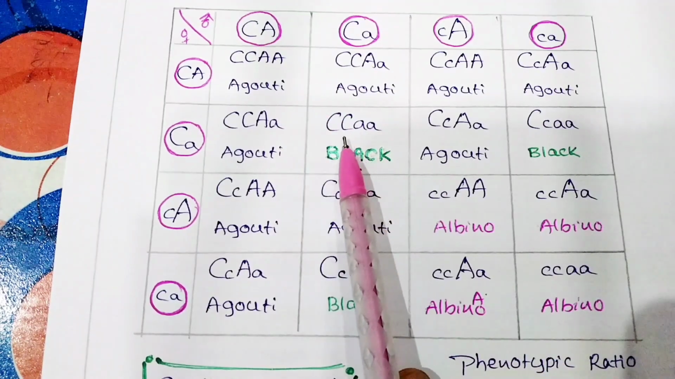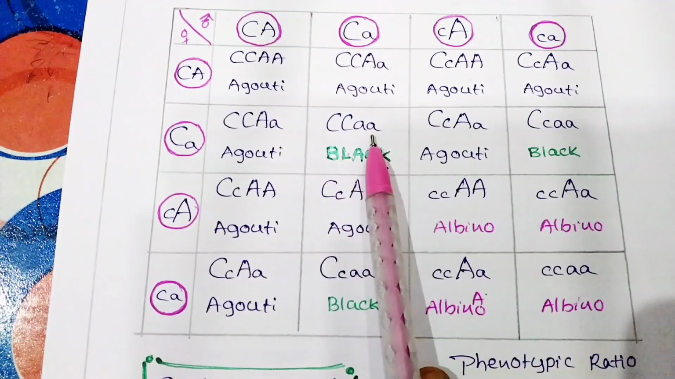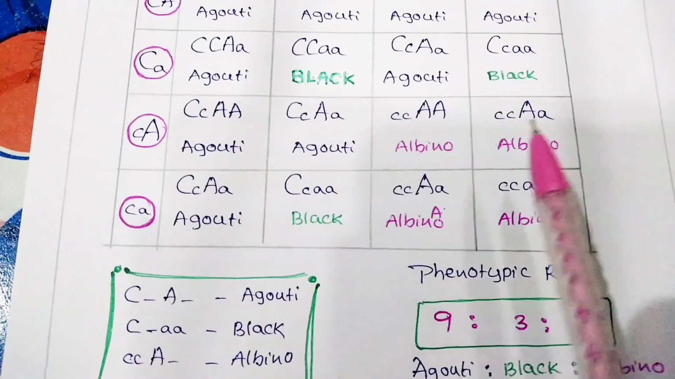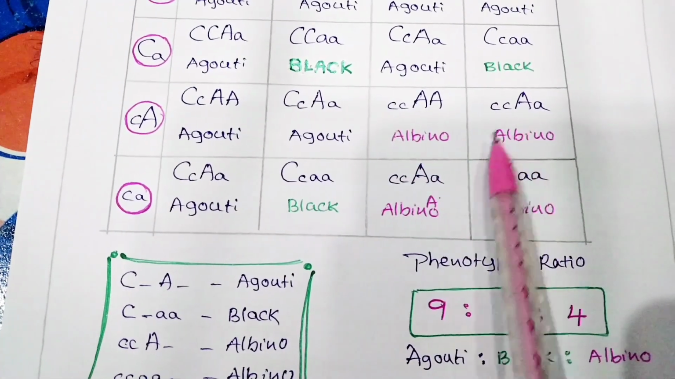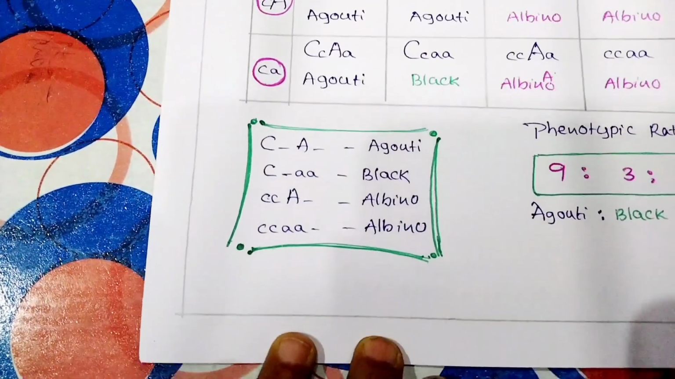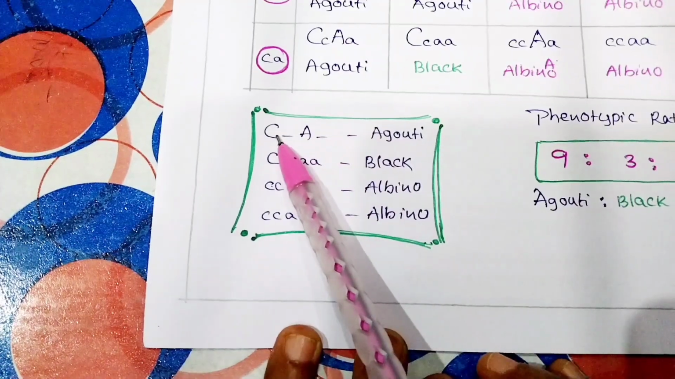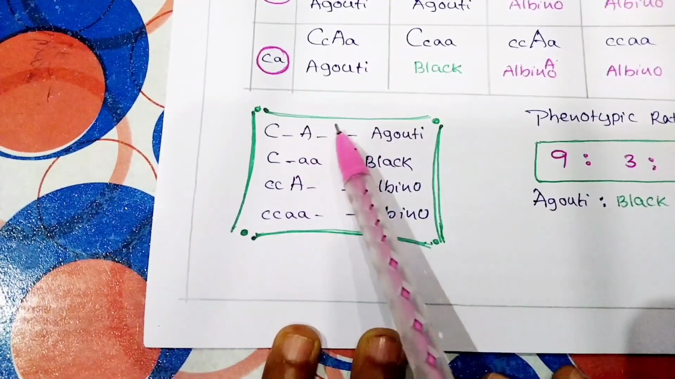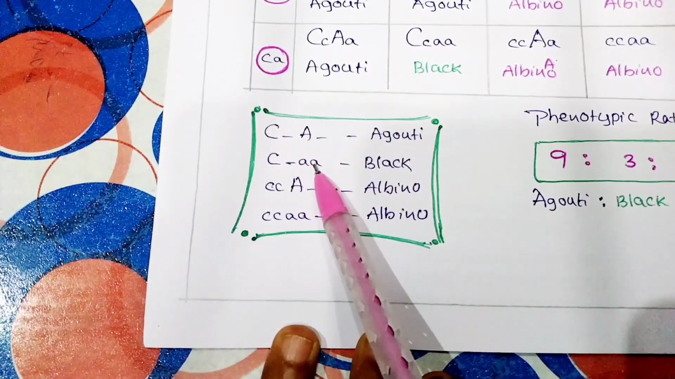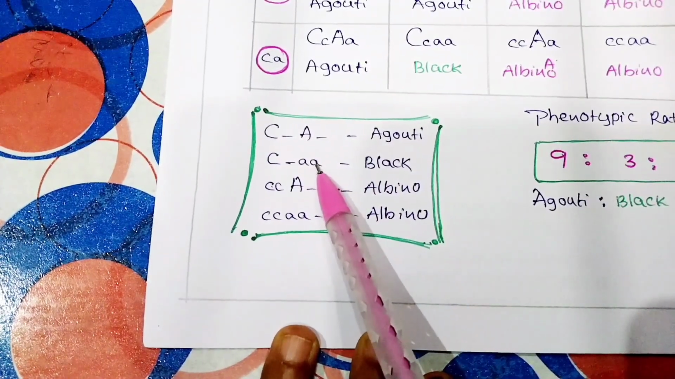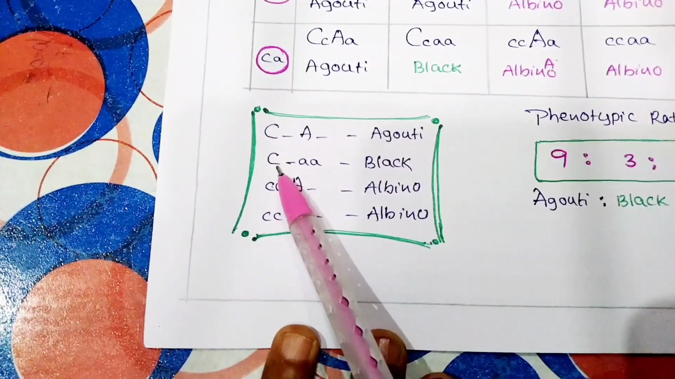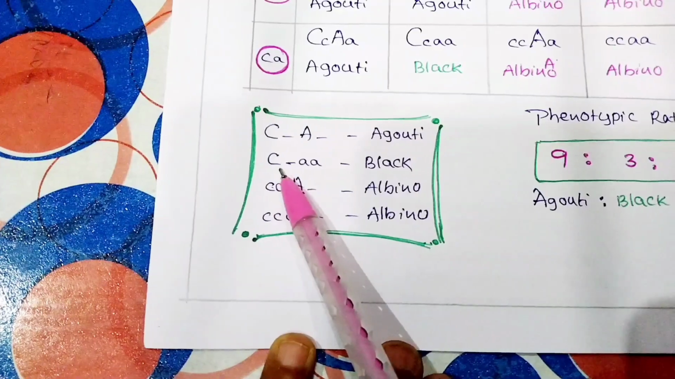If capital C is present alone without capital A, they will produce black color. If small c is present, they will always produce albino color. So these are the situations you have to remember. If capital C and capital A are present, they will produce agouti color. If capital A is absent and small a is present, black color results because capital C is able to produce black coat color in the rat.